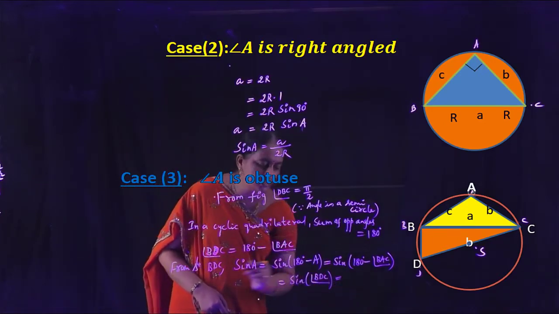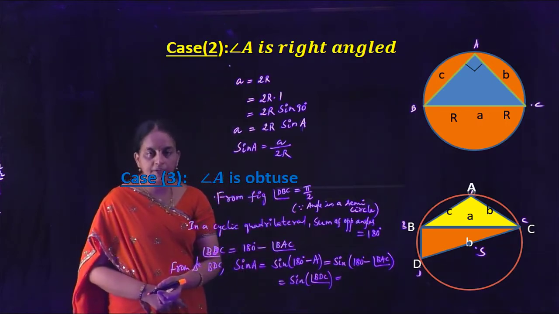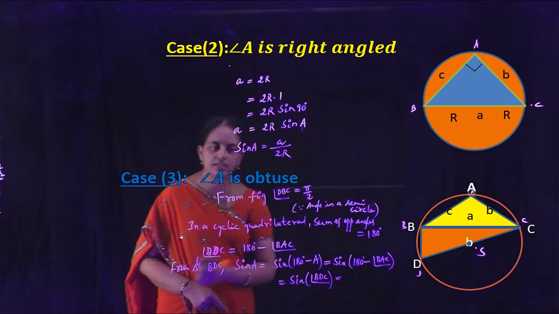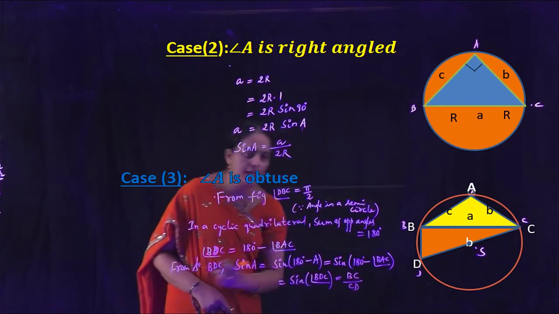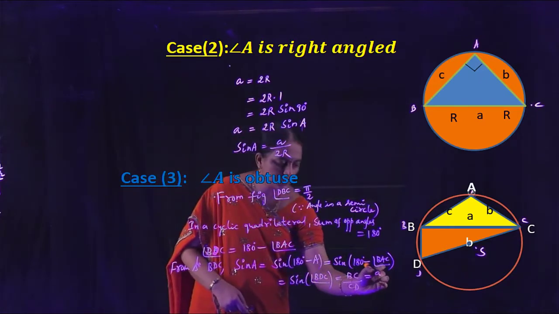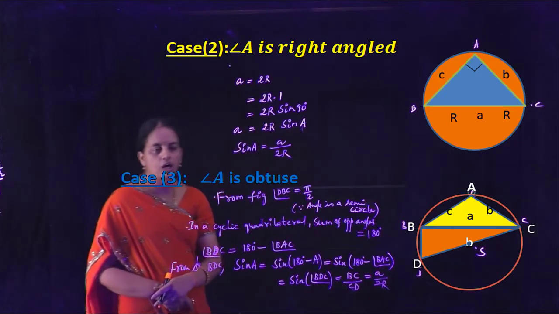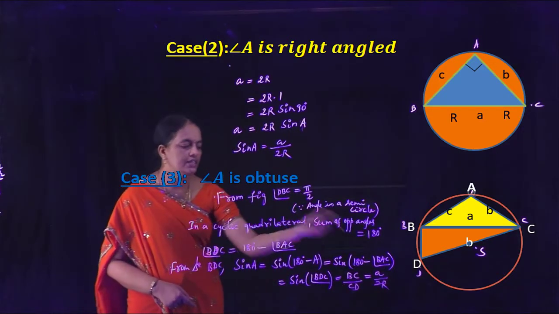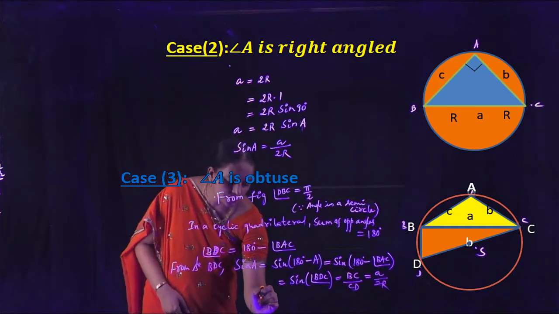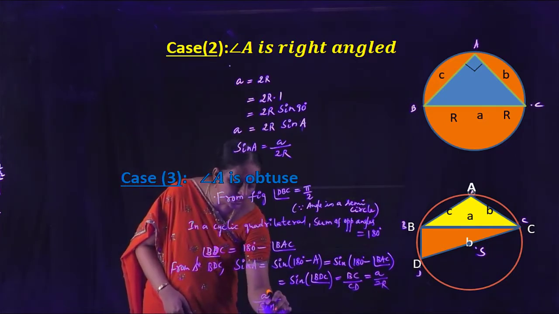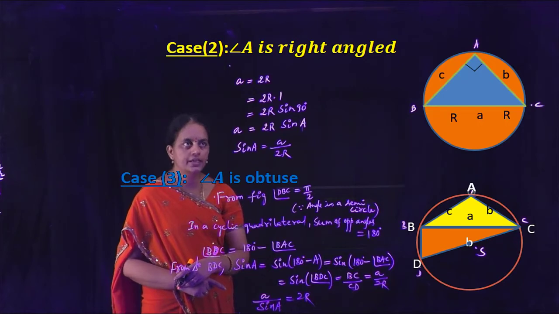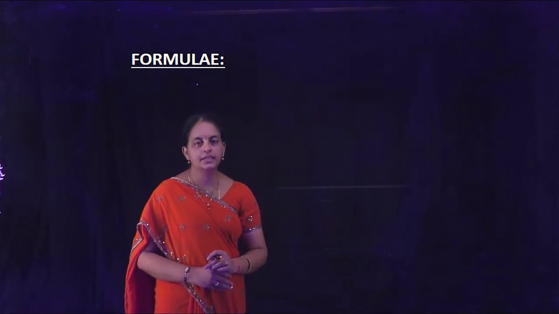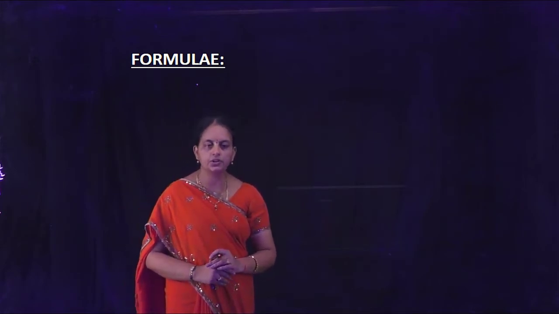From triangle DBC, sin A is equal to opposite side by hypotenuse. That means BC by CD, where BC means small a and CD means 2r. In this case also, sin A is equal to a by 2r. From this we can write a by sin A is equal to 2r. In all these three cases we derived a by sin A is equal to 2r.